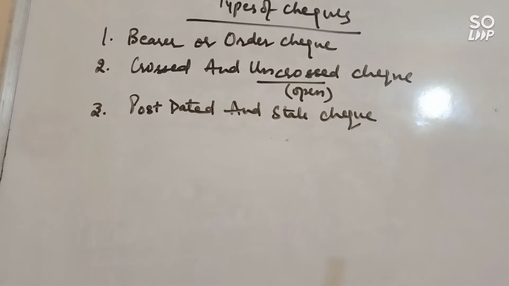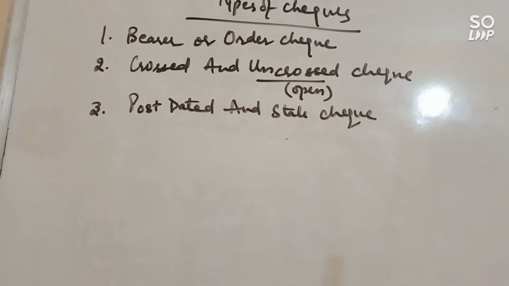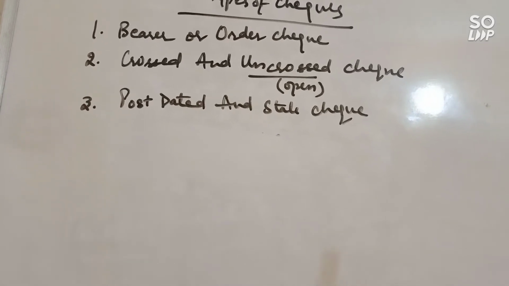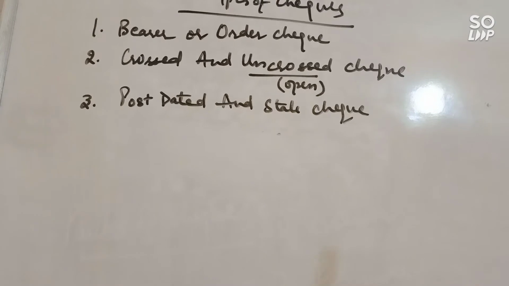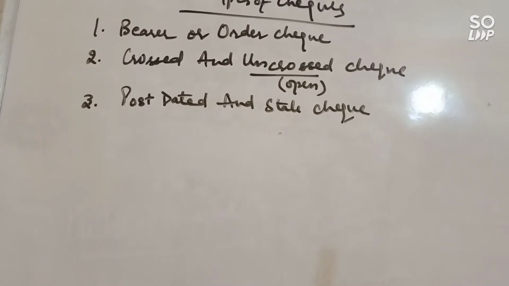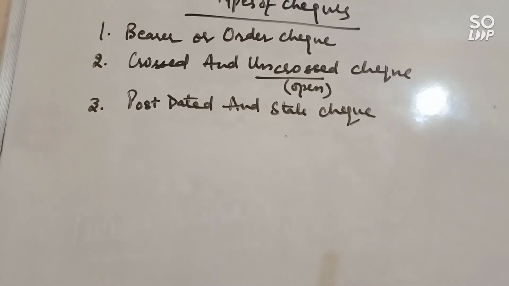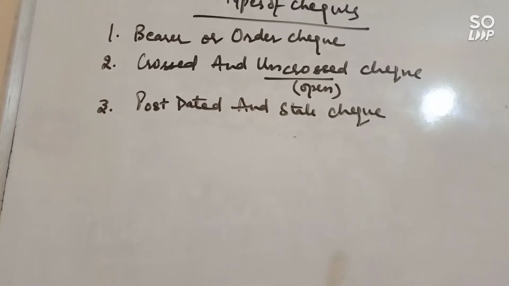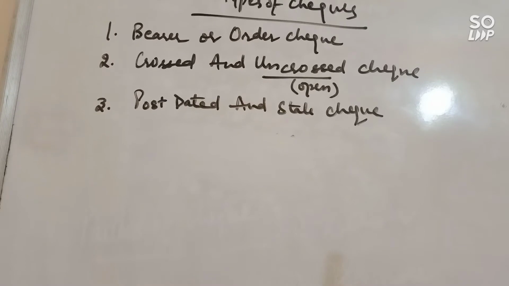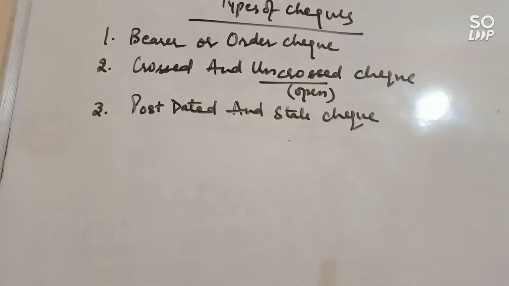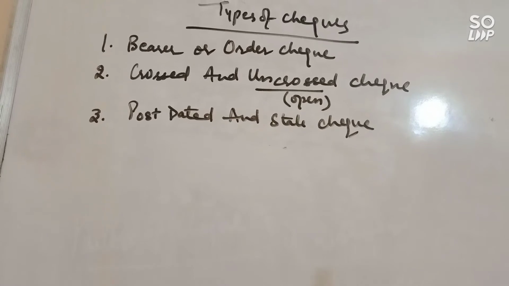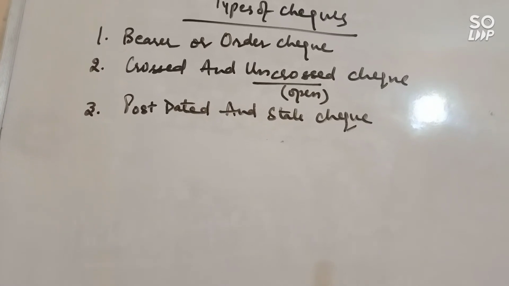It means I can encash it only on 10th May. Before that I cannot encash this check and present it to the bank. Next is stale check. Any check that a person draws, we can encash or present within 3 months from the drawing date. But if you present the check to the bank after 3 months, then you cannot get the amount of that check. It means the check cannot be honored by the bank.